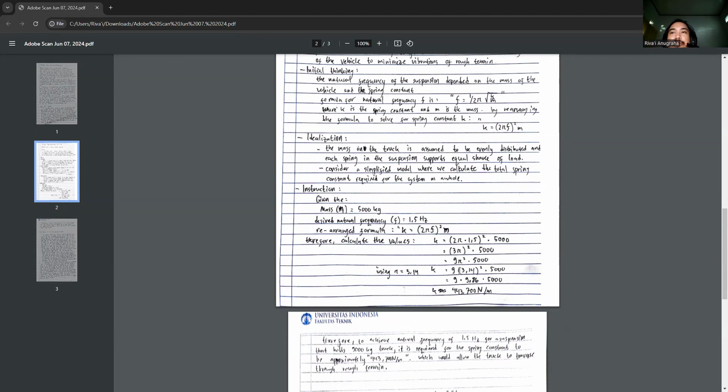So at the end, we got the result that the spring constant is about 443,700.